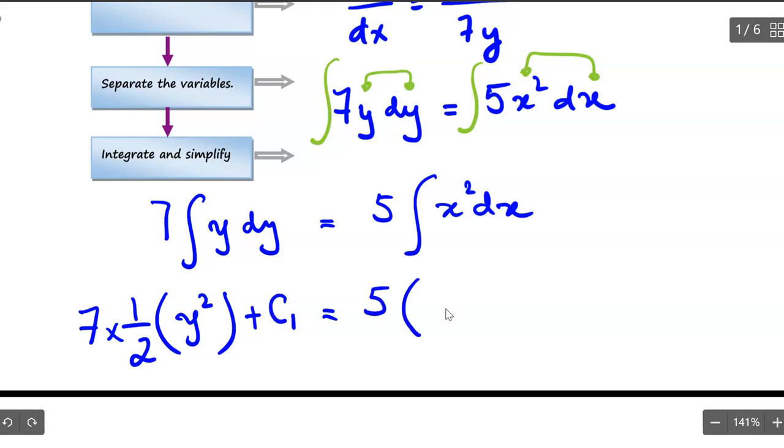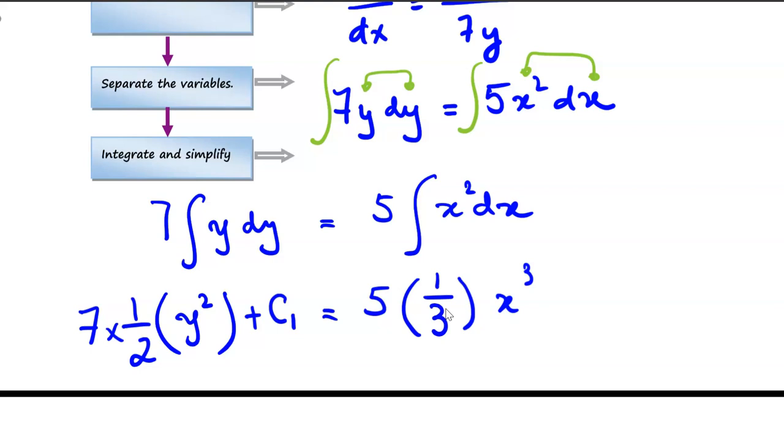The same thing here, you are going to add 1 to the exponent. That will give you x to the exponent 3, and then you divide it by 3. That means you multiply by 1/3. And on this side, you are going to write plus c2.